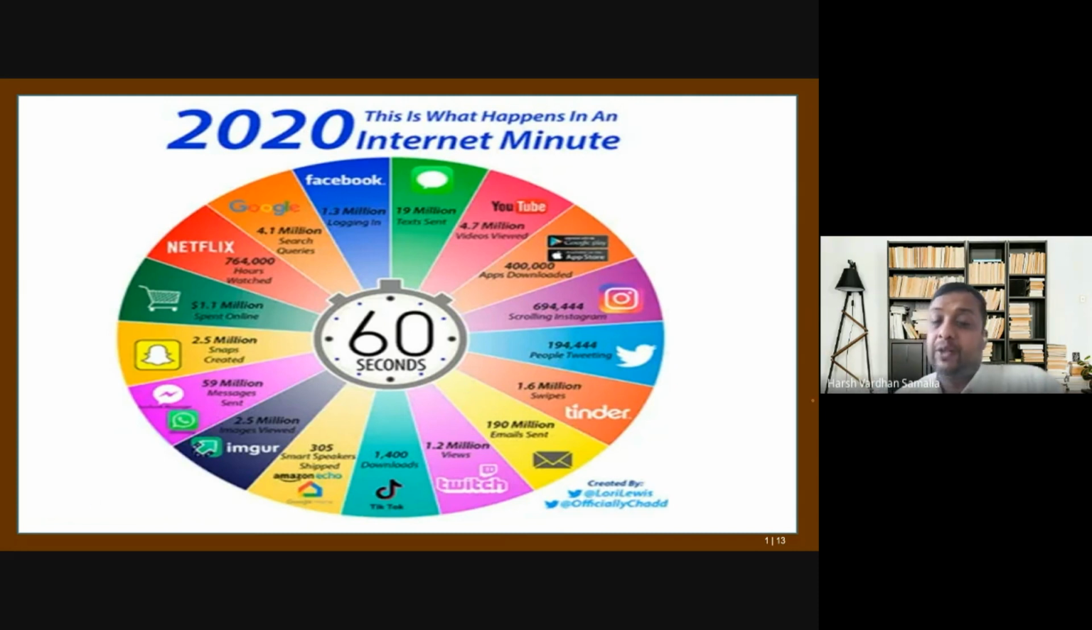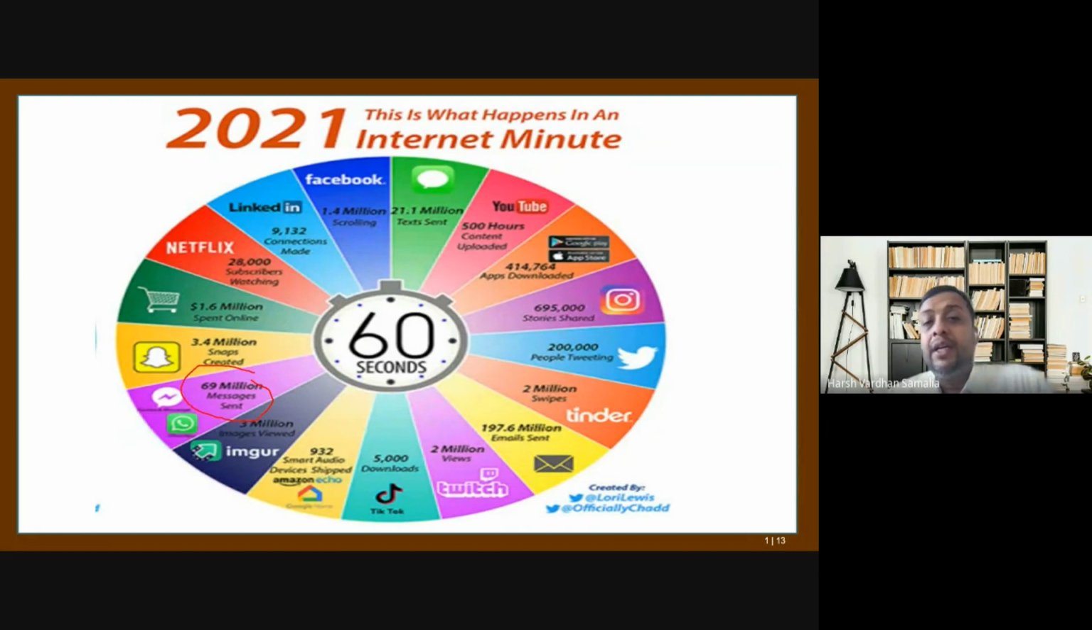Coming back to the change aspect. This is bringing a huge change again. Many people say that change is basically a slow process. To counter them, my answer is this particular slide. When you say the change is slow, let me tell you what happens in 1 minute on the internet. 59 million messages are exchanged between people. Google search engine handles 4.1 million search queries every single minute. And this is 2020. The moment I convert it to 2021, you can see that 59 million has now increased to 69 million.